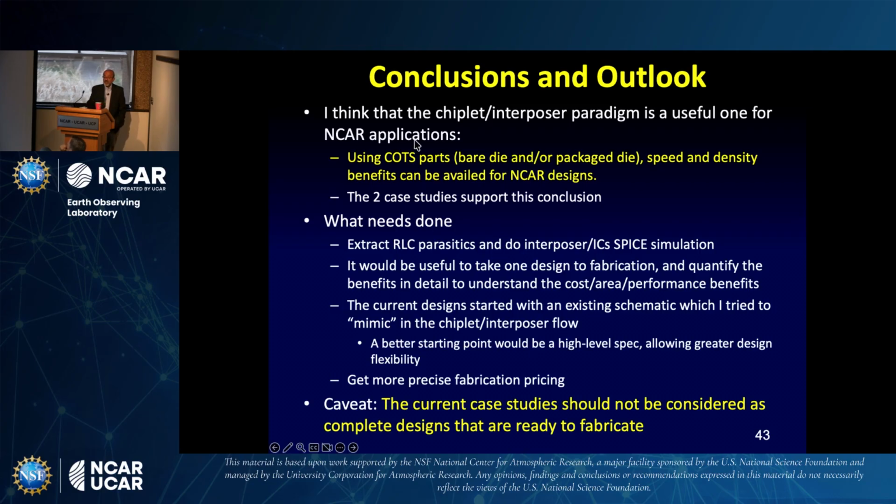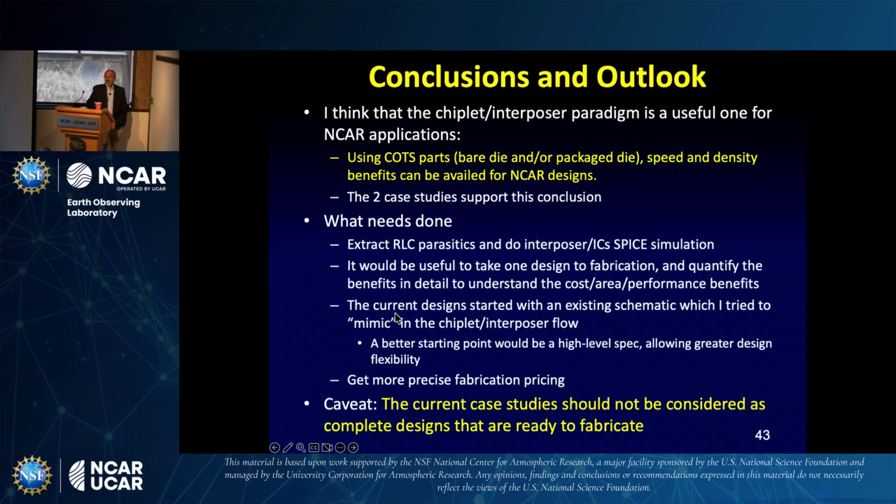What still needs to be done is I have to extract resistive, inductive, and capacitive parasitics from the interposer designs we have, and then run a circuit-level simulation to see that all the circuit-level parameters are working correctly, or the circuit performance is matching, and all that good stuff. So that's one thing that has to be done. Also, it would be fun and useful to take one design from beginning to end, fabricate and quantify it, and see the pros and cons of this design with respect to existing designs. There would be a lot of learning from something like this.